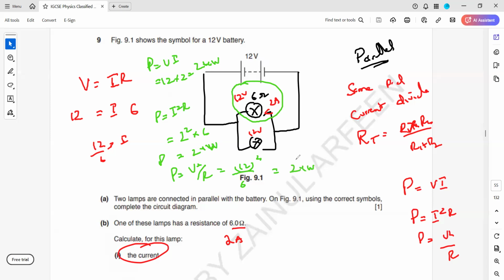So any formula of the power will work depending on the question. But in this question, we have all voltage, current and resistance. That's why P equals VI, P equals V squared over R, or P equals I squared R, all will work. Right? So 24 watt is the power. Any formula you can use.